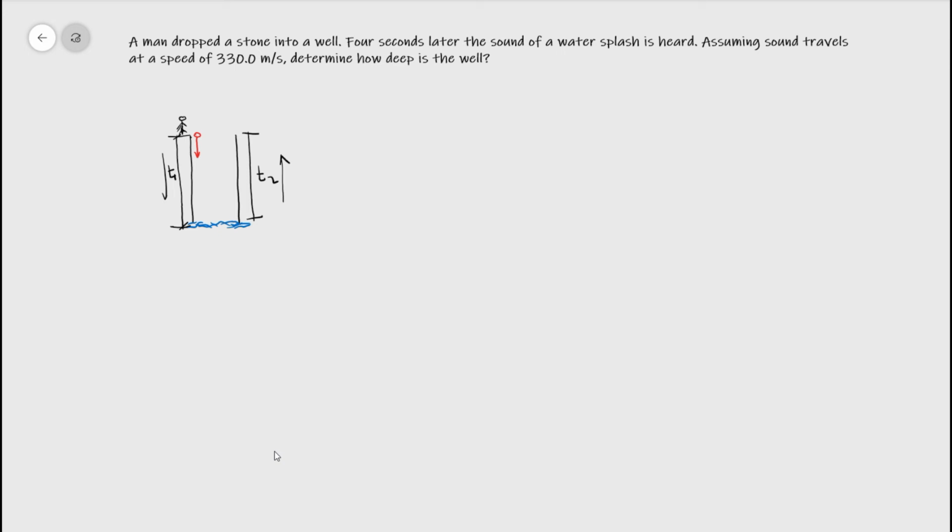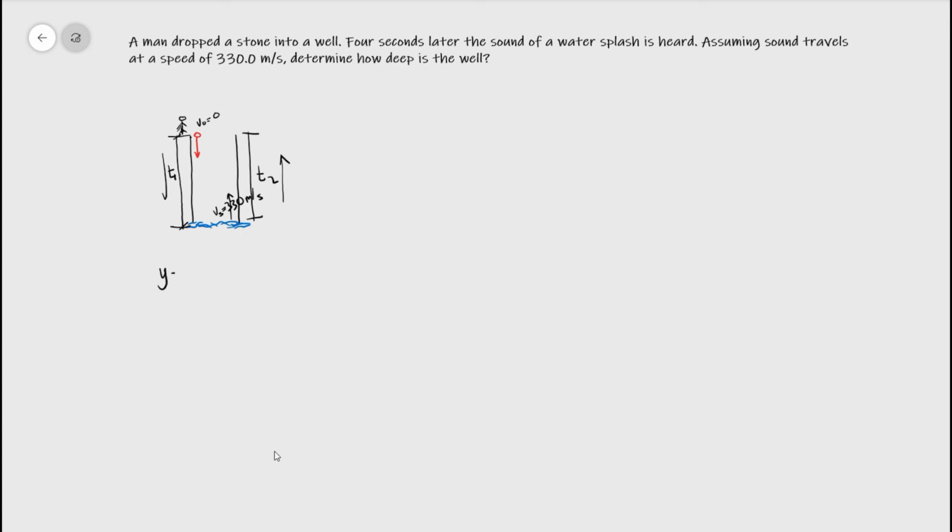Now we need a relationship between the time when the stone traveled downward and when you hear the splash of the water at the top of the well. Initially, the initial velocity of the stone is equal to 0, and the speed of sound, let's say Vs, when it traveled upward, is equal to 330 meters per second.